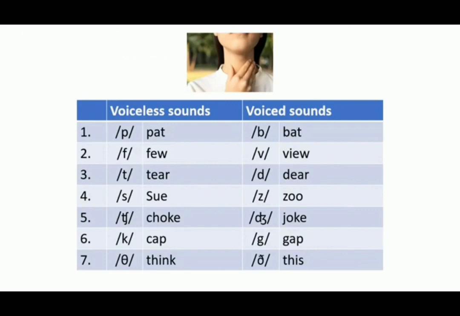Listen to these sounds and the words that begin with the sound. The first sound in each word is made exactly the same way, except one is voiceless and the other is voiced. Put your hand on your throat and repeat the sound and the words after you hear them. 1. The voiceless p, pet. The voiced sound b, bat.